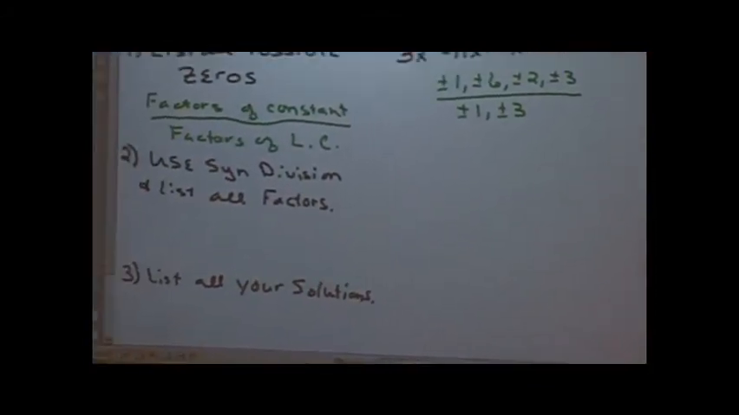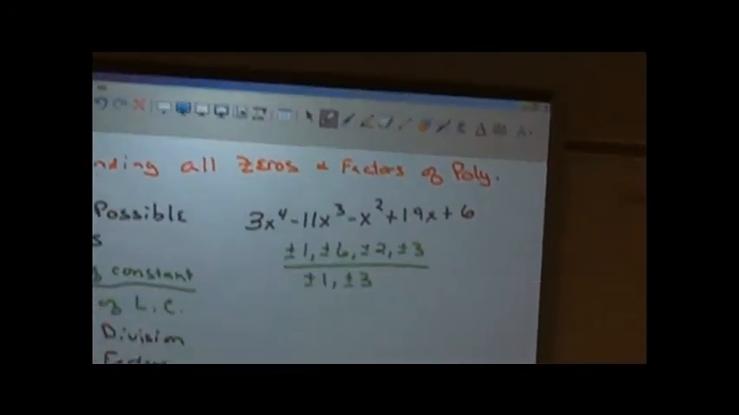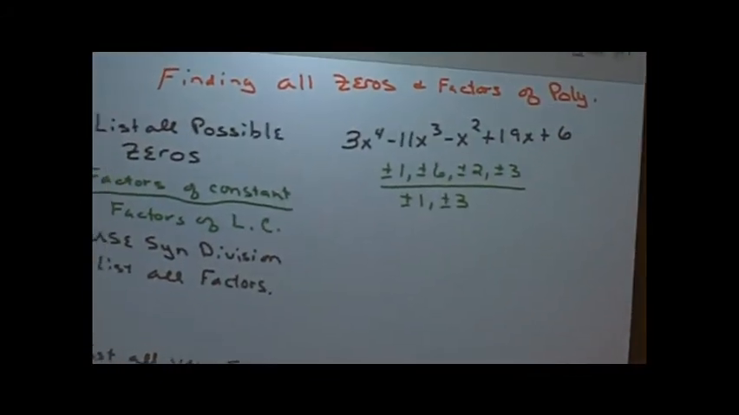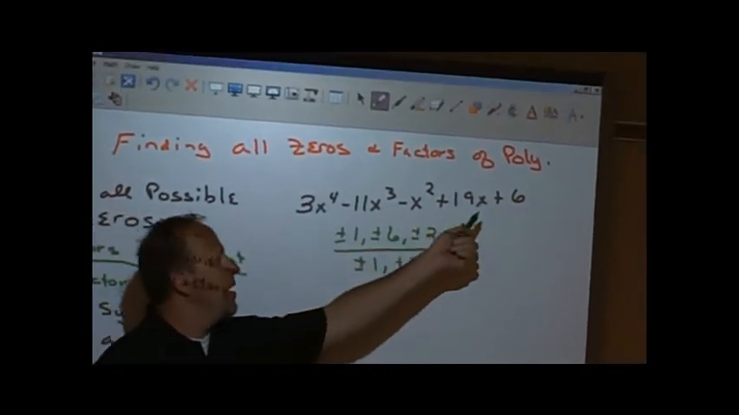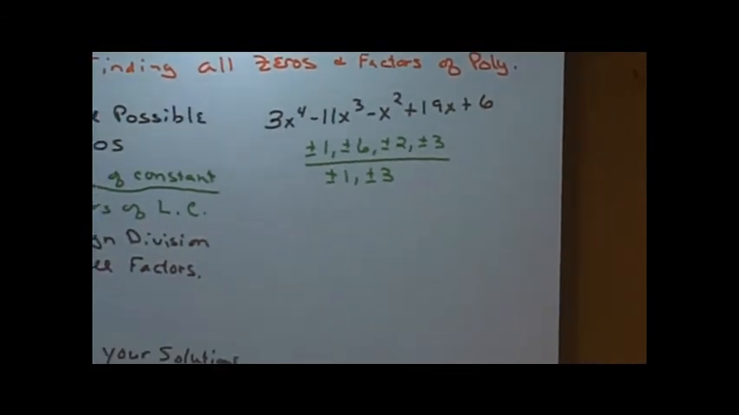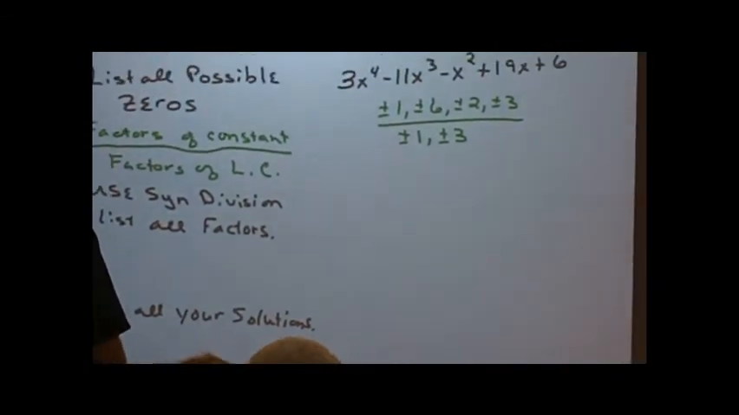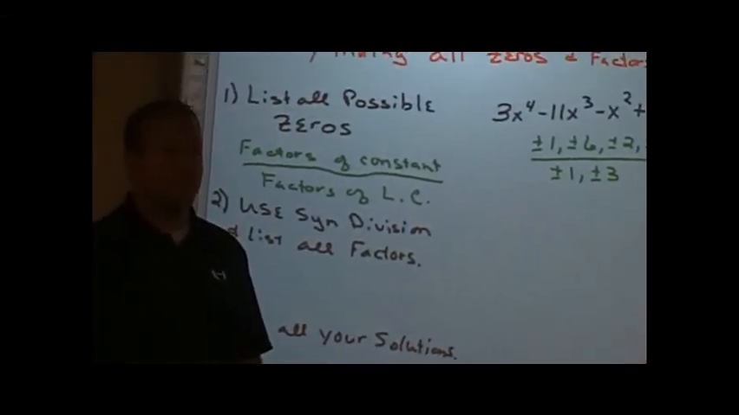I'm still confused with how you get the top numbers. Like, I know how you got 1, 2, and 3, but 6. You know how I got 6? It's the factors of my constant. What are the factors of 6? 2, 3, 1, and 6, right? 1 times 6 is 6, and 2 times 3 is 6. That's your factors of your constant. Okay, alright?